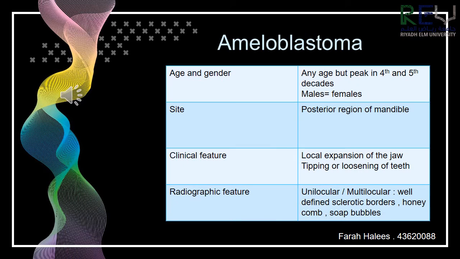The third one is ameloblastoma. Age: any age, but peaks in the fourth and fifth decade. About the gender, males and females are equal. Site: posterior region of the mandible. Clinical feature: local expansion of the jaw, tipping or loosening of the teeth. Radiographic feature: unilocular or multilocular, well-defined sclerotic border, honeycomb or soap bubbles.